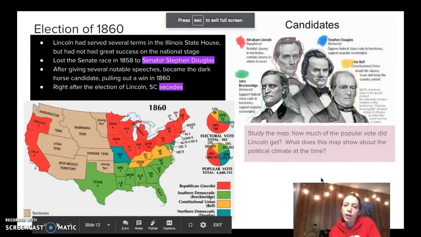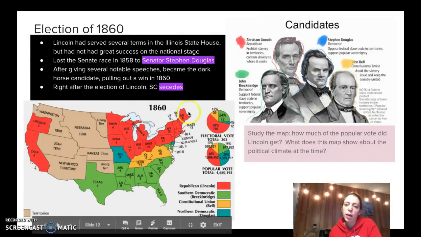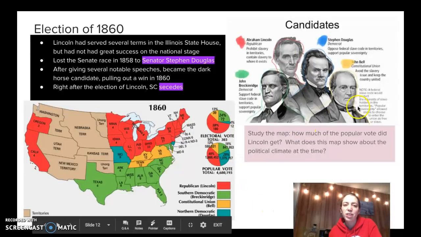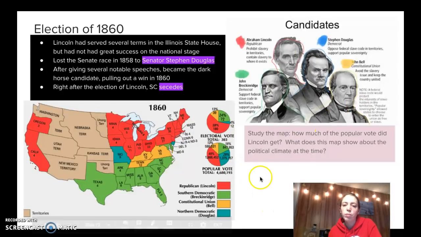So final step here, guys, with your notes on your page, is you need to do a See, Think, Wonder based on this map of the election of 1860, and also factoring in the information that's up here in this graphic. Notice that Lincoln, of course, the winner, is color-coded in red. All right, so make some observations that you see here and make sure to write them down on your page.